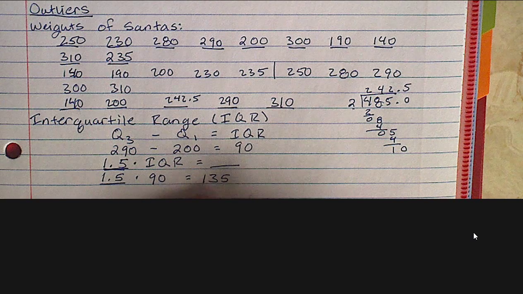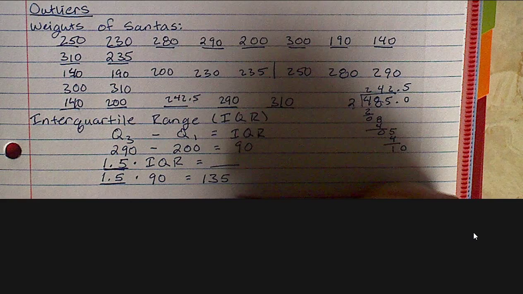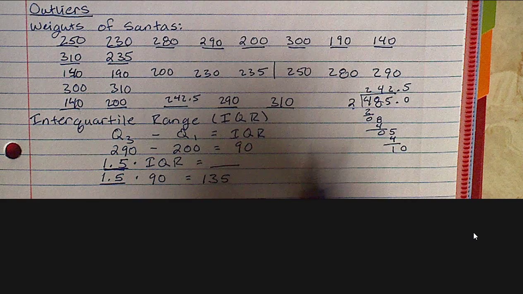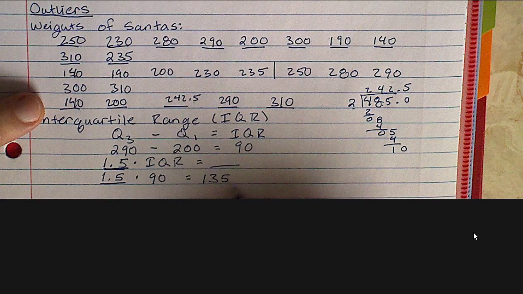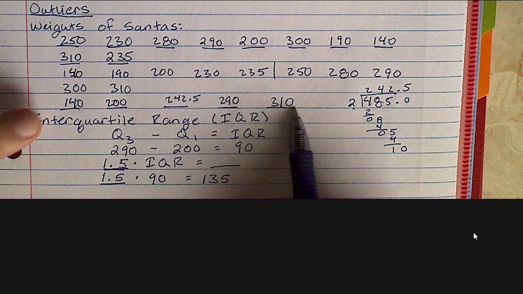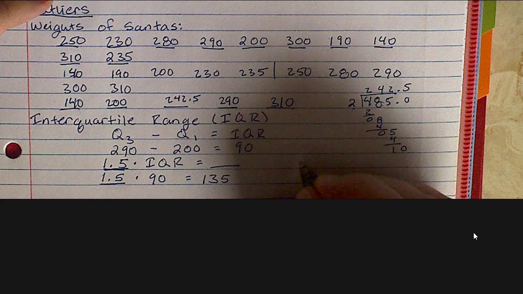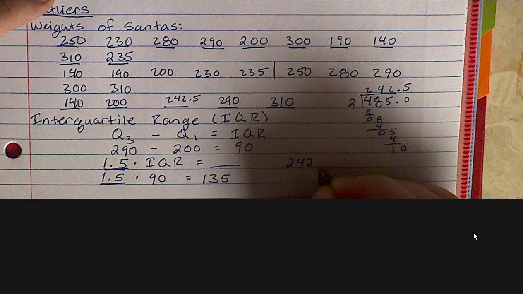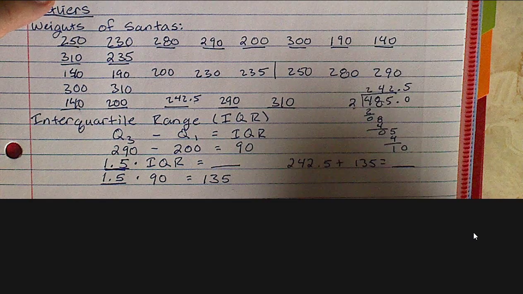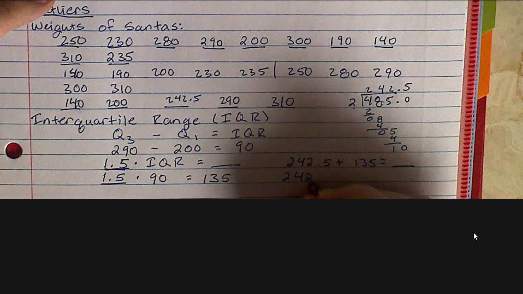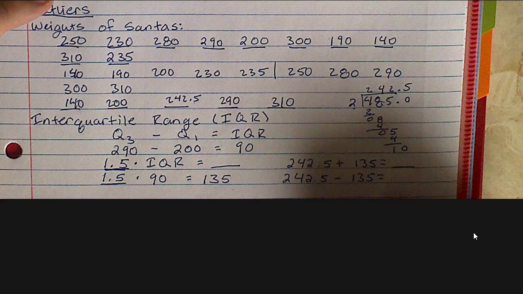Now, what we're going to do is take this 135 and either add it to 242.5 or subtract it from 242.5. And if either of these two numbers are bigger or less than the median plus that, or the median minus that, then those numbers are weirdly big or weirdly small. So I'm going to do 242.5 plus 135, and I'm going to get a test number, and I'm going to do 242.5 minus 135, and I'm going to get another test number.